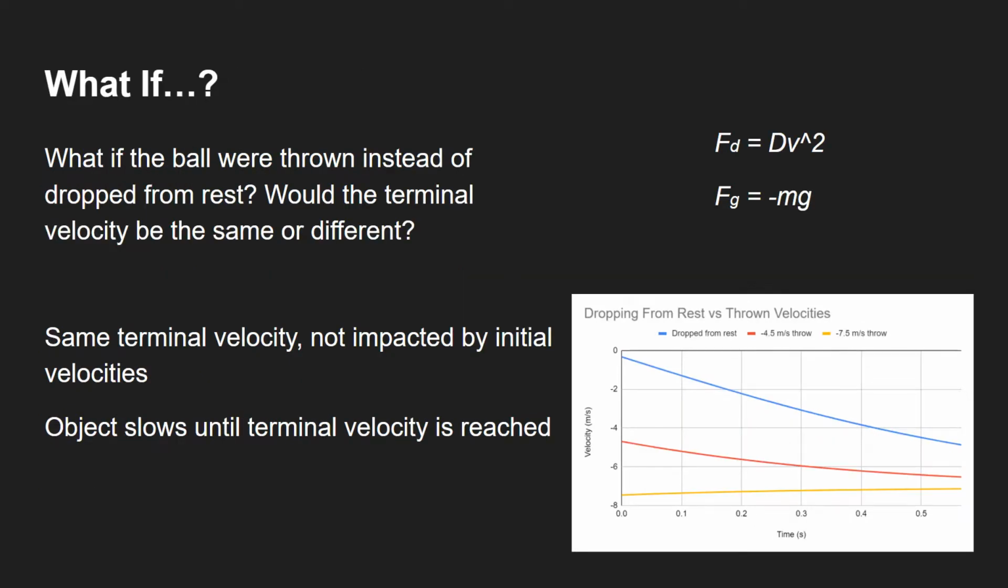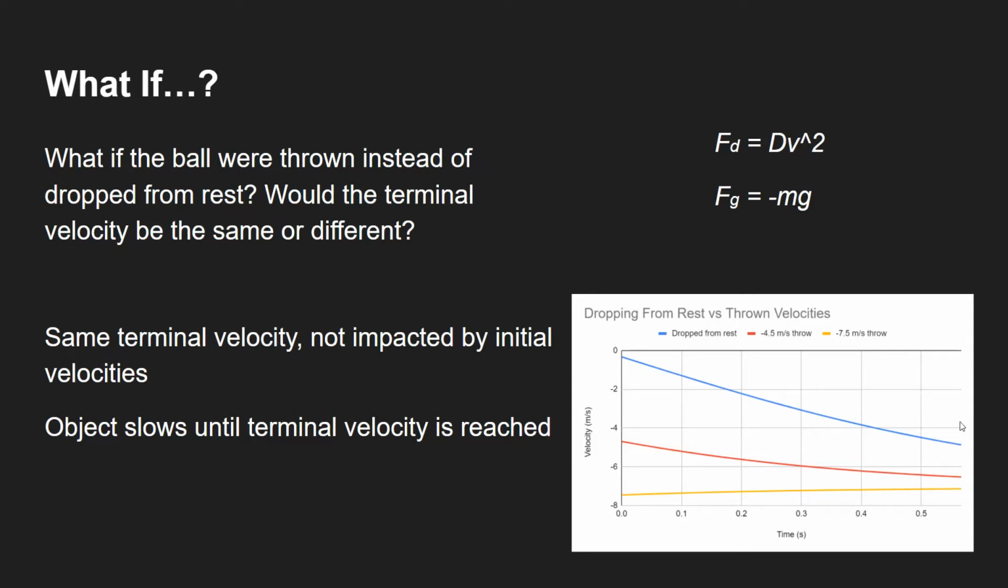What if the ball were thrown instead of dropped from rest? Would the terminal velocity be the same or different? Mathematically, what you can do is take the gravitational force and set it equal to the force of drag and then solve for velocity. So you end up getting the square root of negative mg over d, and none of these variables are influenced by an initial velocity, so we can tell that it should be the same.